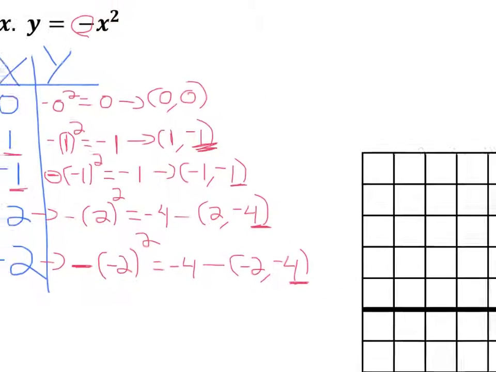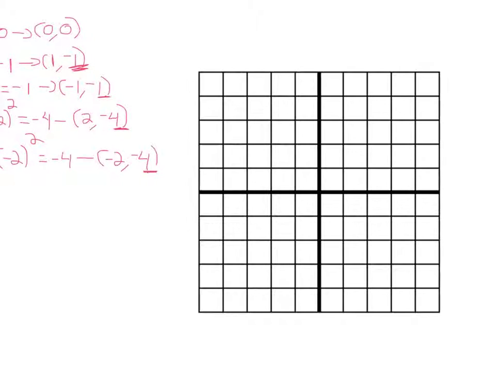Let's move it over, make it a little bit smaller. Okay, I'm going to graph these 5 points. So I have 0, 0, put a little check mark. 1, negative 1, I go to the right 1, down 1. So I graph that, put a check mark. Negative 1, negative 1, I go to the left 1, down 1. Put a little check mark. Then I have 2, negative 4, so I go to the right 2, down 4. This is 2, negative 4 right there, check mark. Negative 2, negative 4, which is right here, put a check mark.